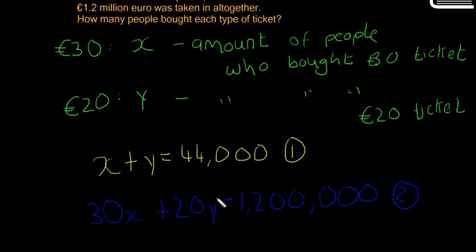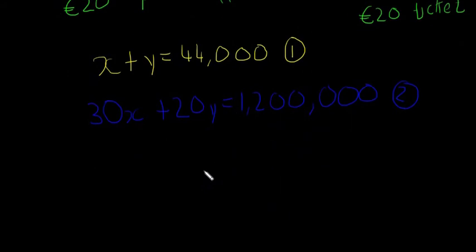So the amount of money that was taken in has to be the amount of people times how much they paid for each ticket. So 30 by x will give us the amount of money taken in from the x amount of people, and then 20 by y is the amount of money taken in by y amount of people, and they both have to add up to 1.2 million because that's the amount of money that was taken in altogether. So now we're going to go ahead and try and solve these equations.